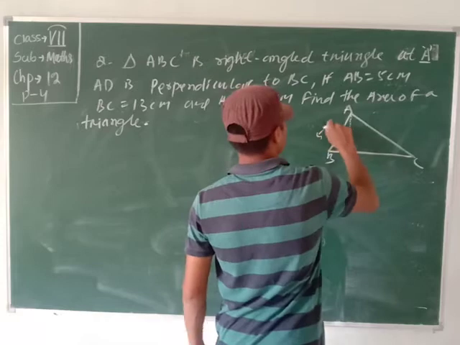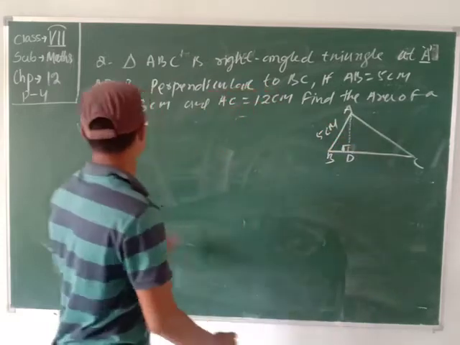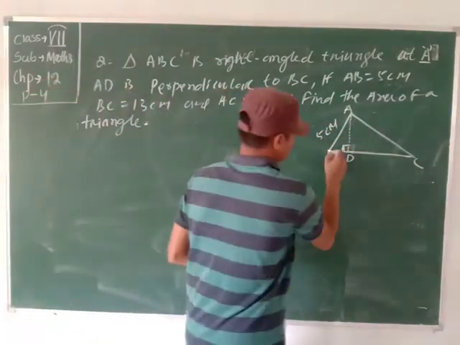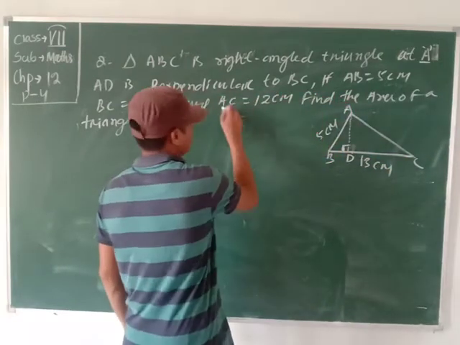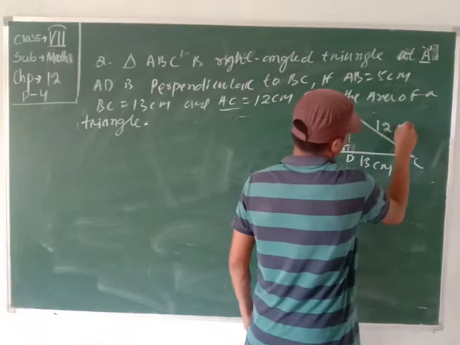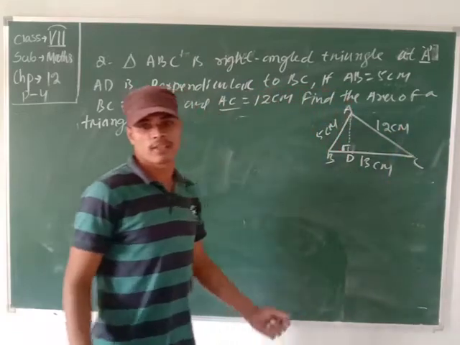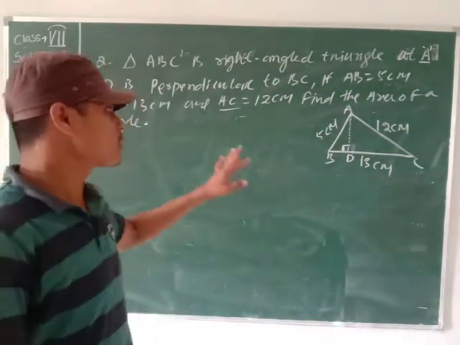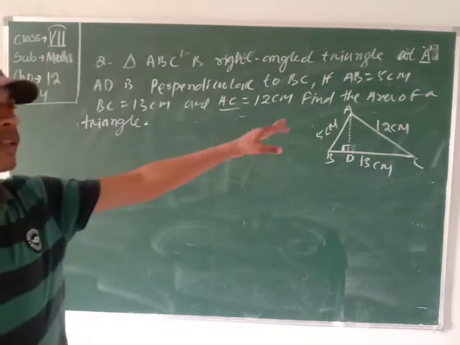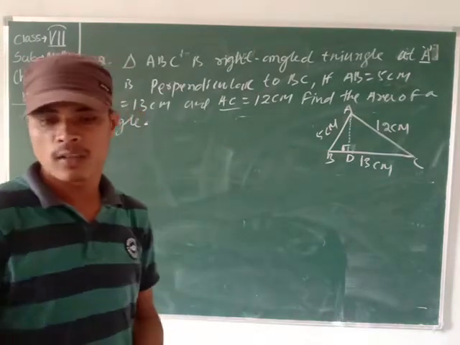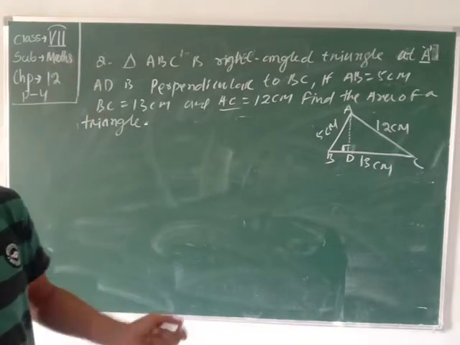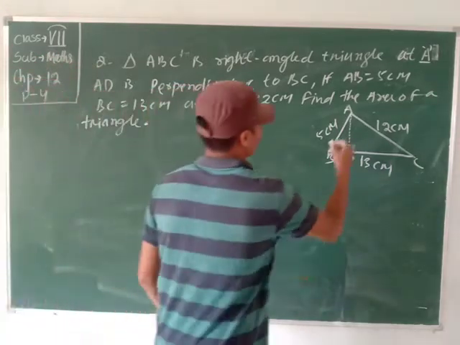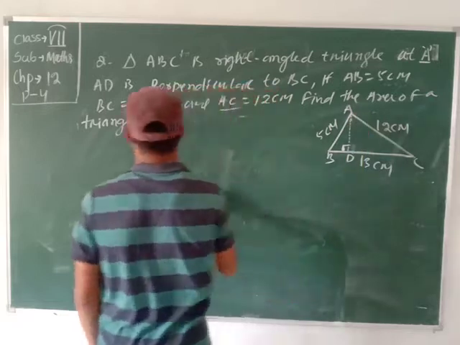AB is given as 5 centimeter. BC is given as 13 centimeter and AC is given as 12 centimeter. According to the question's measurements, we can construct triangles and write the measures according to their sides. Okay, now we solve it here first. Also find the length of AD. Here AD is not given. That means here the question is about a triangle.